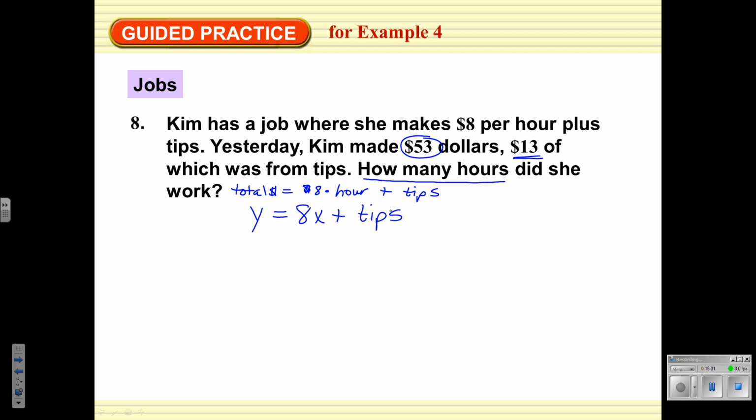All right, so my tips. Tips are $13. Total money made is $53. So let's substitute those in. $53 equals $8 per hour plus the 13 in tips. You solve that. Find out how many hours Kim worked. Bring that answer to class. That will be your homework check, is to bring this answer to class of this problem.